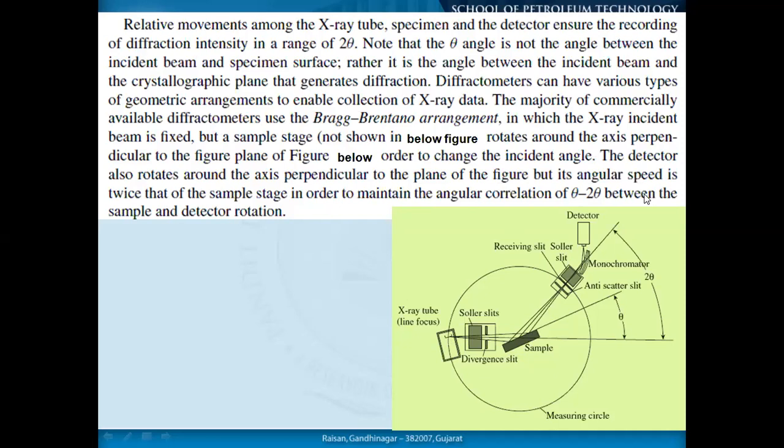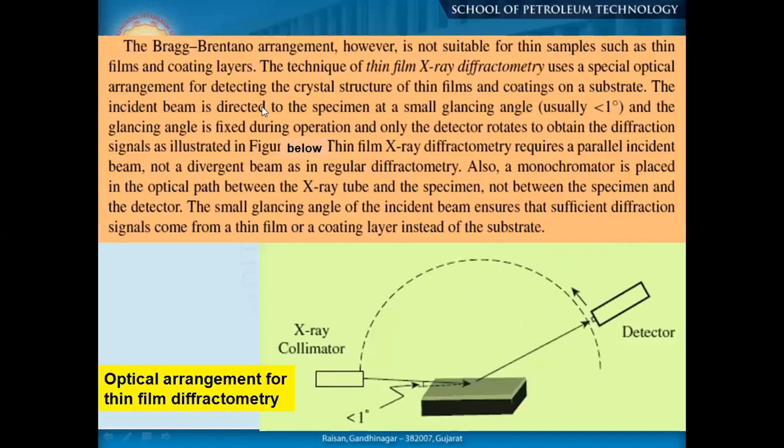So 0 to 2 theta between the sample and the detector rotation. Okay, that means however much you want to measure that 2 theta angle, your detector should move very fast for measuring that. So we have a lot more arrangements for the instrumentation part. Here you can see the technique of thin film X-ray diffractometer. Now with the advent of the different thin films, you see the angle is very low, less than 1 degree also.